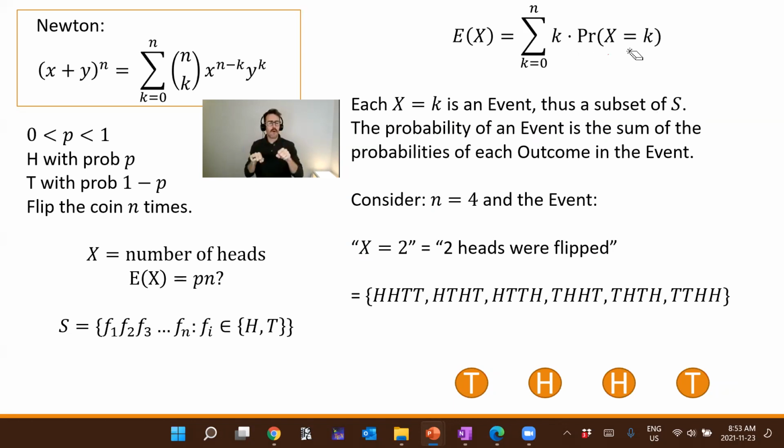So all of the possible outcomes: we have heads, heads, tails, tails; we have heads, tails, heads, tails; we have heads, tails, tails, heads; tails, heads, heads, tails. Each of them has two of the coins that come up heads in each of these outcomes. So that's the definition of this event. Now, what is the probability of each of these?